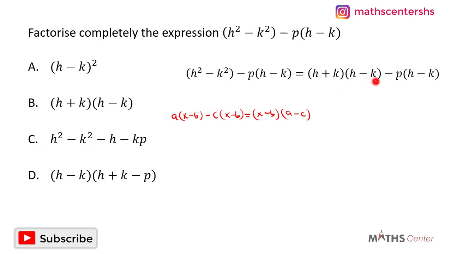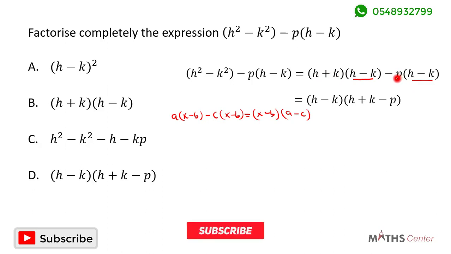If we apply this here, we can see that h minus k and h minus k are repeating. So in the first bracket, we are going to have h minus k. And then in the second bracket, we will pick what we have in front of the first bracket, which is h plus k. And then what we have in front of the second bracket, which is negative p. So in the second bracket, we will have h plus k minus p.